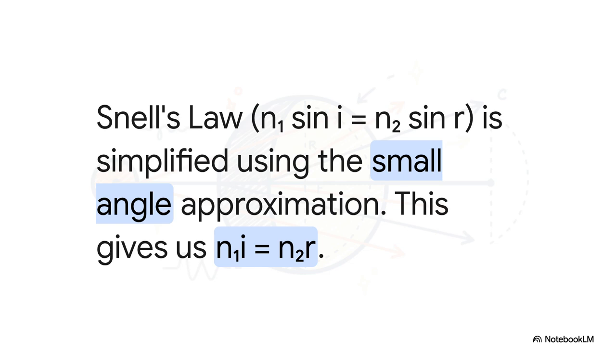The idea is that for light rays that are really, really close to that central axis, the angles are so tiny that we can pretty much just ignore the sine part. This cleans up the equation beautifully, leaving us with something much simpler, n1 times i equals n2 times r.